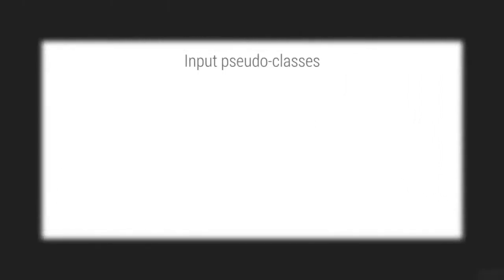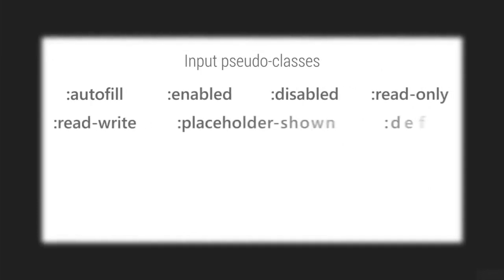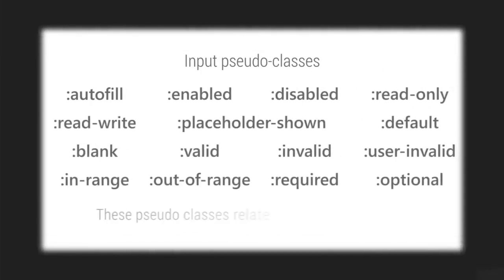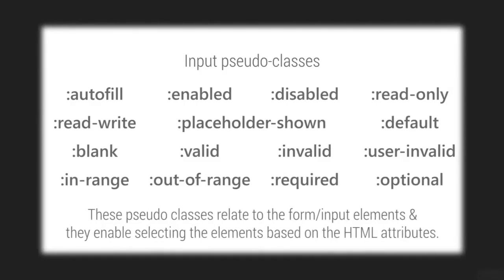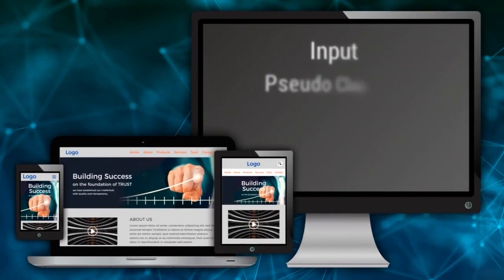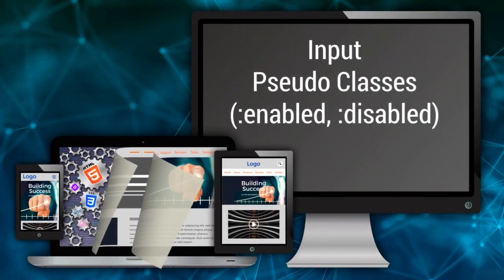Alright, so now we will be moving to the input pseudo classes. All these pseudo classes are categorized as input pseudo classes, as these pseudo classes relate to the form or input elements, and they also enable selecting the elements based on the HTML attributes. So let's start with the very basic yet important input pseudo classes, that is enabled and disabled.